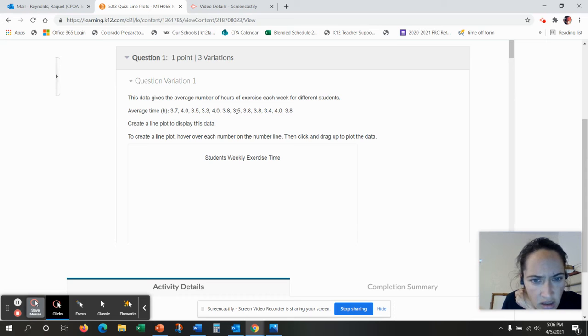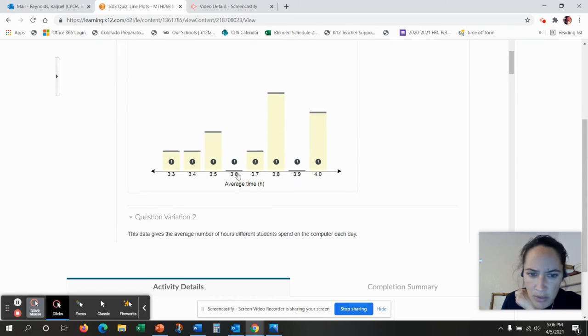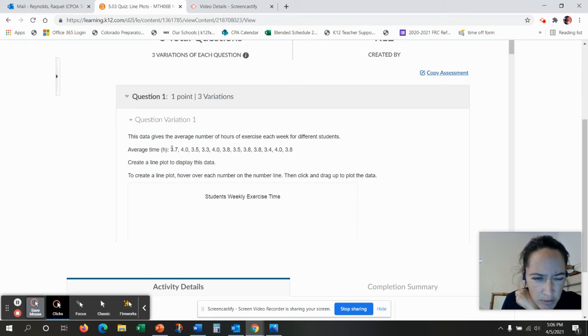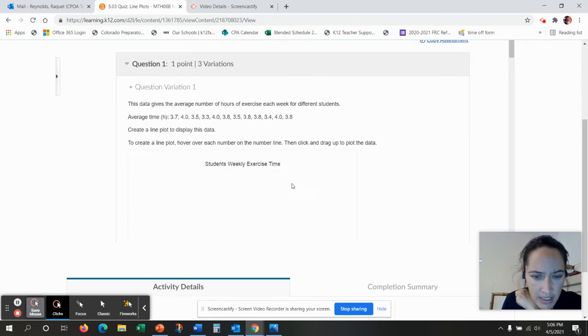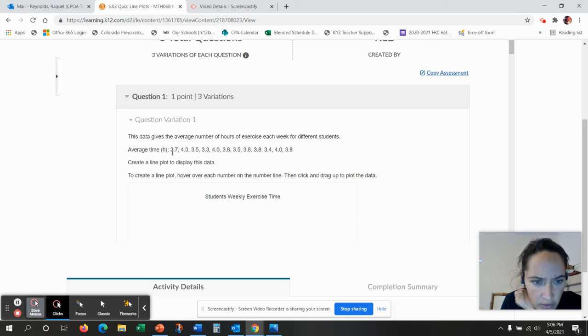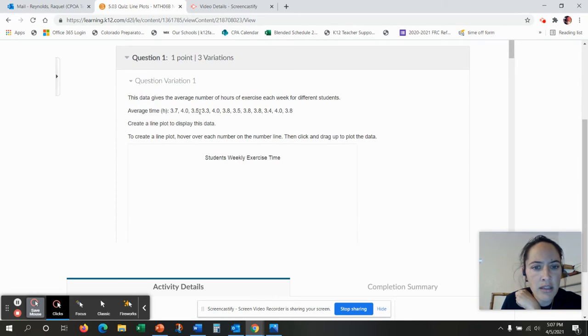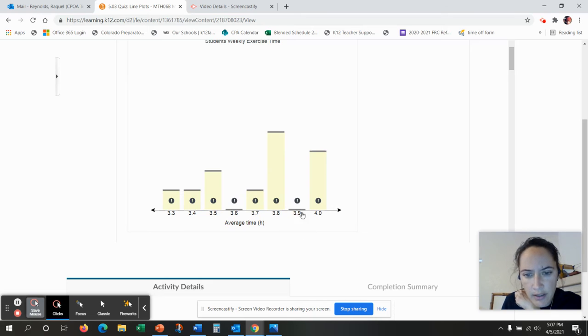Are there any 3.6s? Nope. 3 and 6/10, nope. 3.7, 3 and 7/10. There should be 1. There's 1. That's it. So we would drag it up 1. 3 and 8/10: 1, 2, 3, 4. So we would drag it up 1, 2, 3, 4. 3 and 9/10, nope.